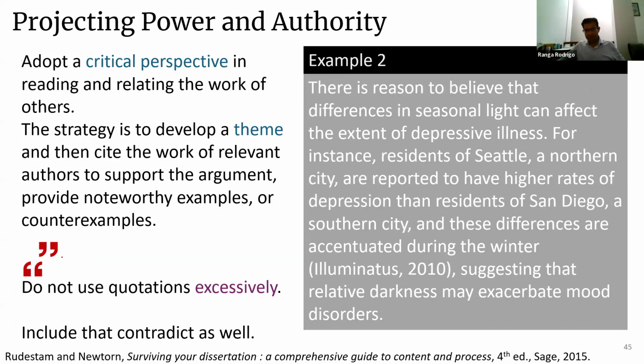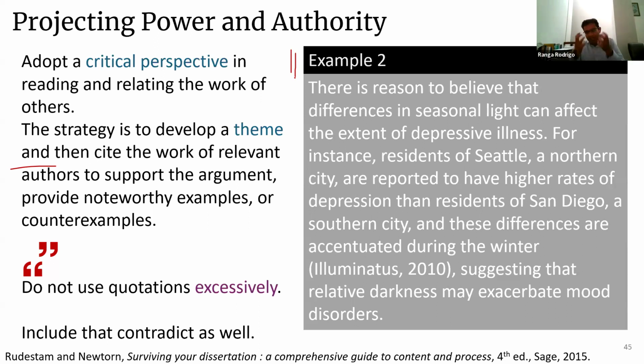So look at this one. This is the correct version. This one. Please read it by yourself. There is a reason to believe that differences in seasonal lighting can affect the extent of depressive illness. For instance, residents of Seattle, a northern city, are reported to have higher rates of depression than residents of San Diego, a southern city. And these differences are accentuated during the winter, suggesting that relative darkness may exacerbate mood disorders.